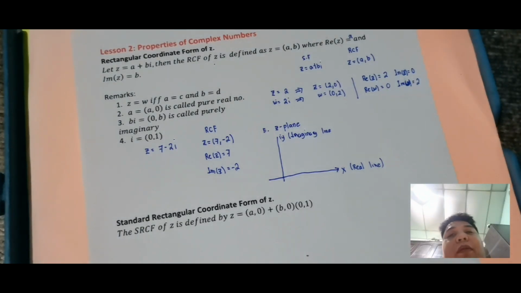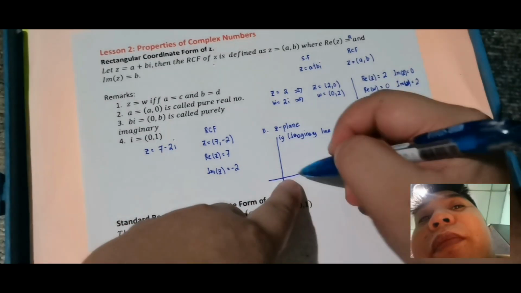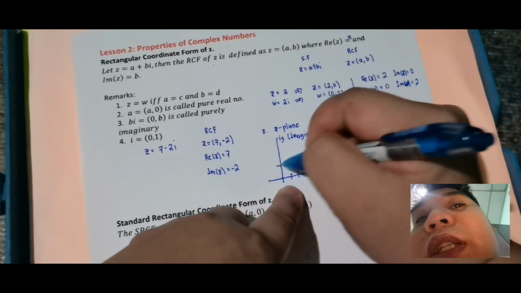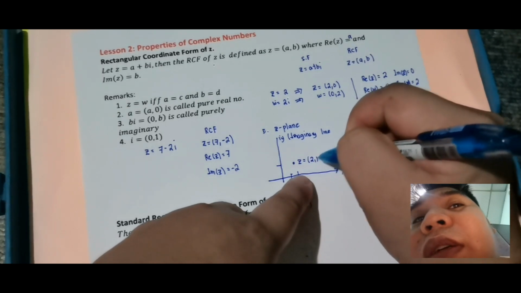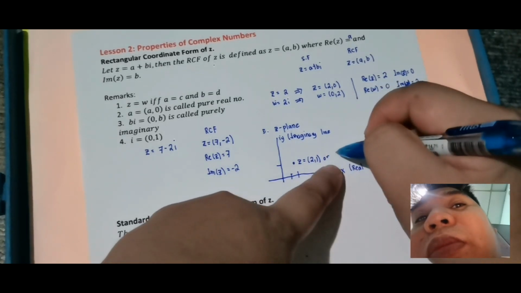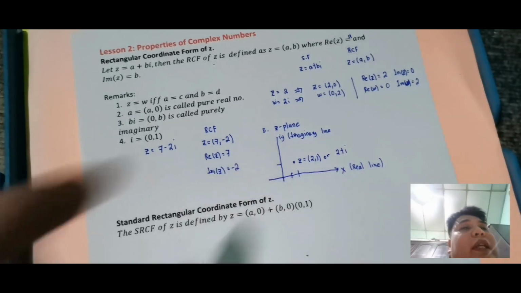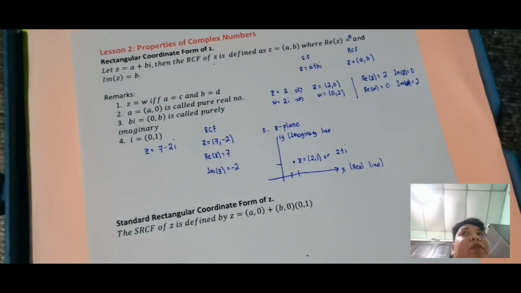Okay, so for example, nag-plot ako ng 7, negative 2, or for example, 2, 1. So that's 1, 2, this. So ito yun. So ito yung z is equal to 2, 1, or in standard form, that is 2 plus i. Okay, so kung gusto mo i-plot yung standard form sa z-plane, gawin mo siyang rectangular coordinate form, at least mapaplot mo siya agad. Okay, so yan yung remark number 5, yung z-plane.